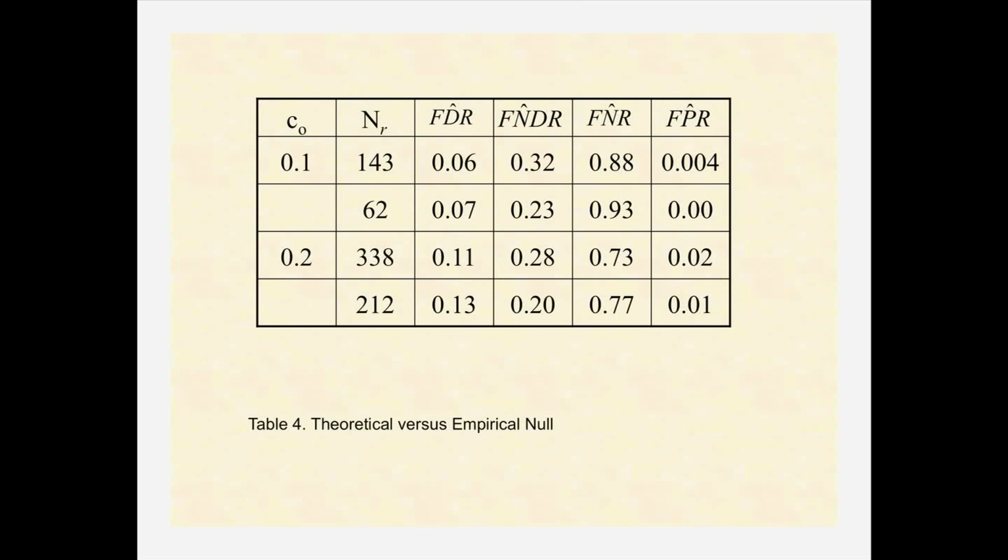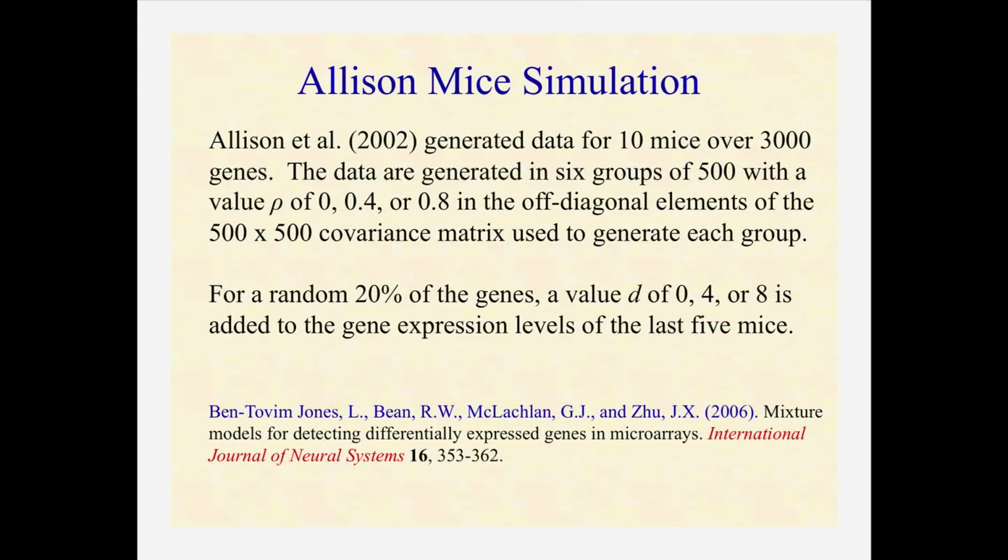And if we use the threshold to be 0.2, we get 338 genes being declared differentially expressed with a theoretical null, and with an empirical one we get 212. So although for the fitted mixture densities there's not much difference between the theoretical and the empirical null solutions, it does make a difference in the number of genes being declared differentially expressed.